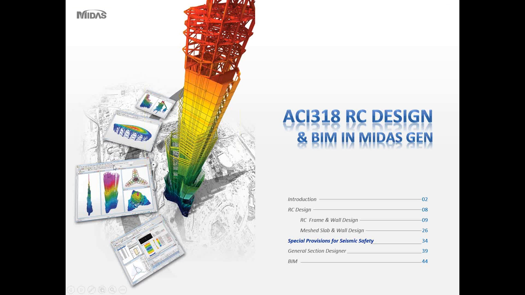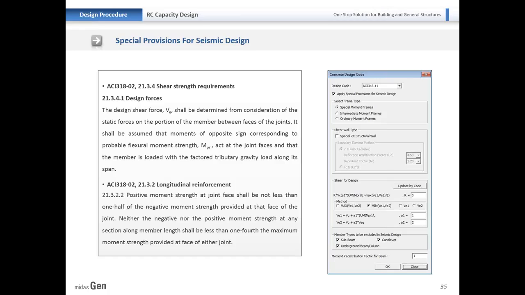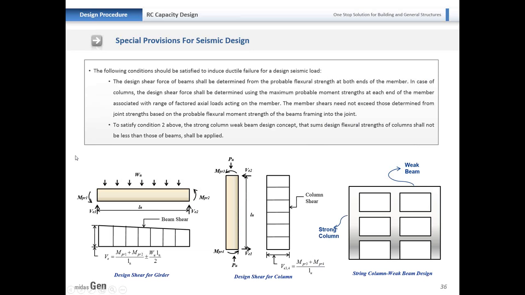Now let's talk about the special provisions for seismic safety. Whenever we design for a frame, we need to ensure that column failure is preceded by beam failure. So we need to have a strong column weak beam design.